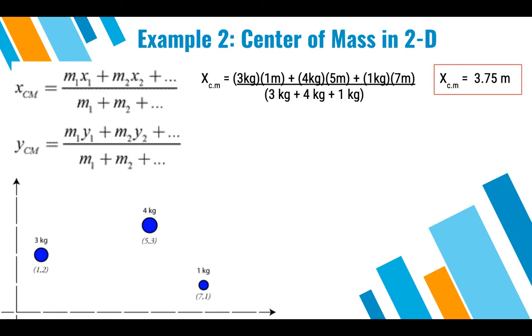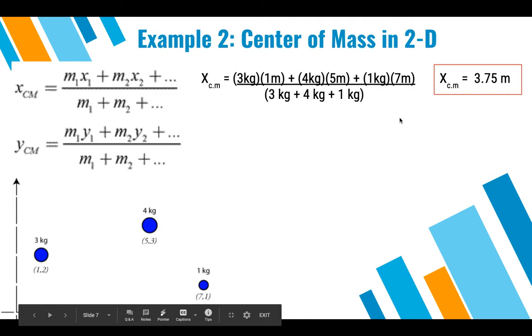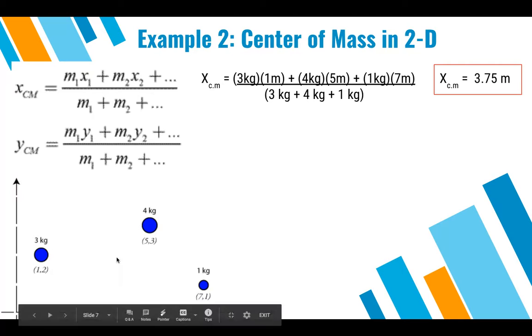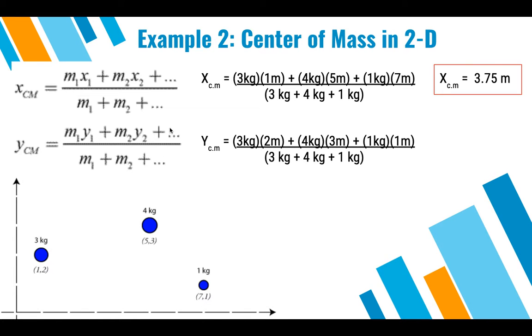But we're not done. We know that the x position is going to be somewhere around here. We need to find the y-coordinate to figure out exactly the position. So again, we take the masses and multiply by the y-coordinates. We have 3 kilograms times 2 meters, plus 4 kilograms times 3 meters, plus 1 kilogram times 1 meter, and we divide by the total mass of the system, which is 8 kilograms. We find that the y-coordinate is 2.375.